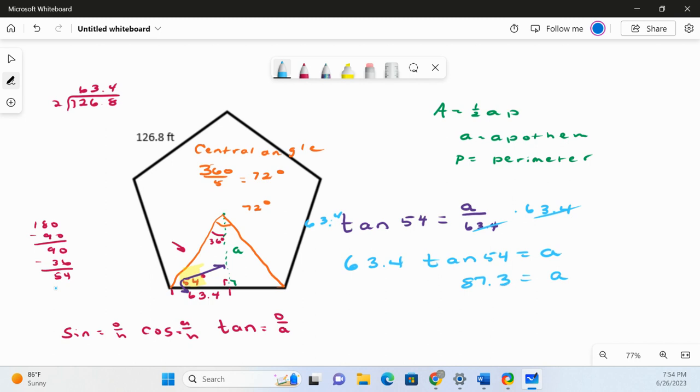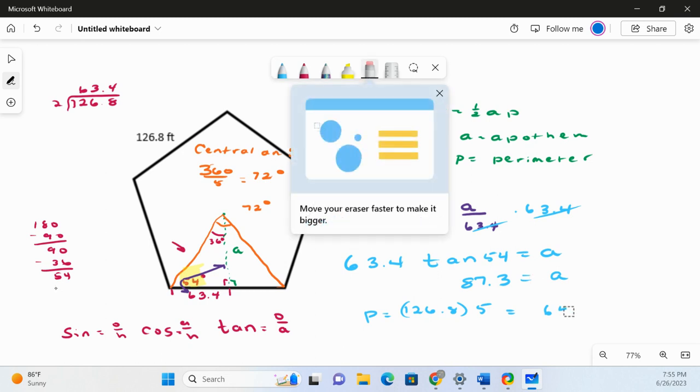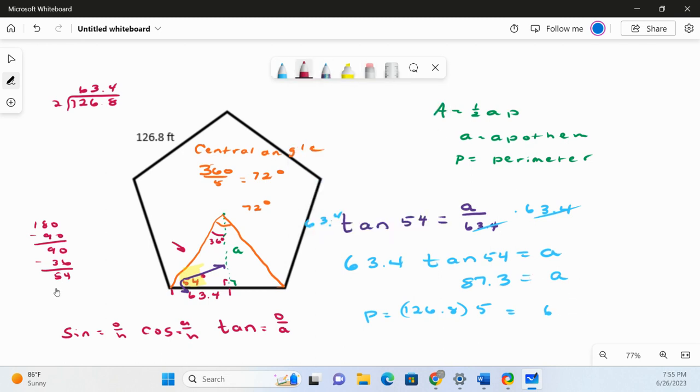And so now I just need the perimeter. Well, this is a five-sided figure, so the perimeter would be 126.8 times 5. And that's going to give me 634. Again, I just used Desmos for all of this. All right, so I've got my perimeter, I've got my apothem.